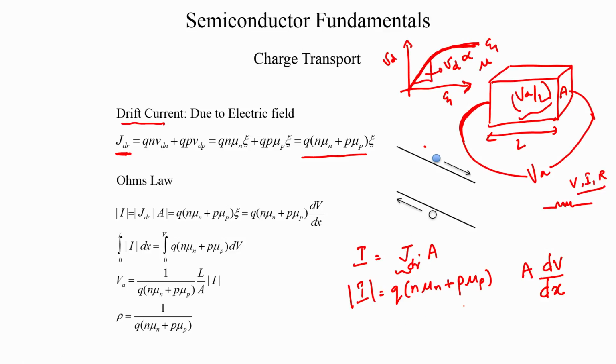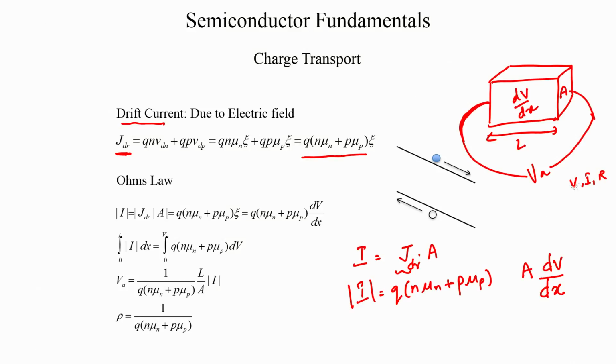Now if you just solve this differential equation, instead of V_A by L, which is a very liberal way of defining electric field, we have defined the electric field more carefully as dV by dx. V by L is a very liberal way of defining the electric field, particularly when a semiconductor is involved, as you will soon see. That is probably true for an insulator, but not so true for a semiconductor. So let us define the current versus voltage in this particular manner.